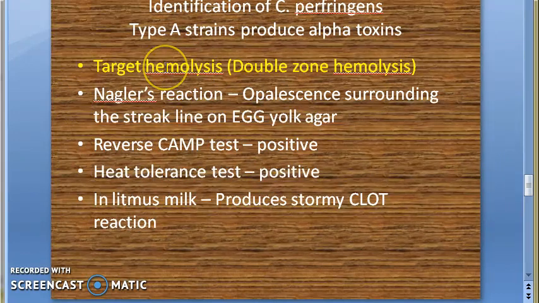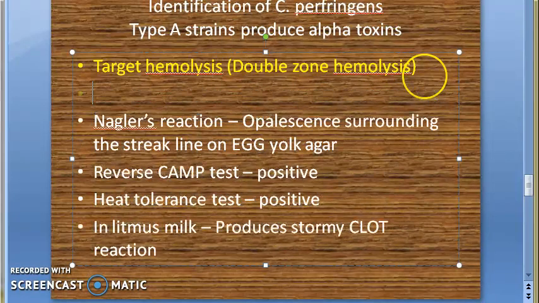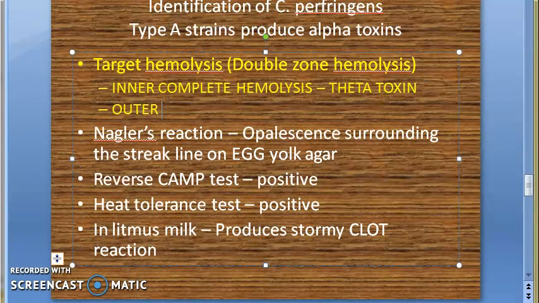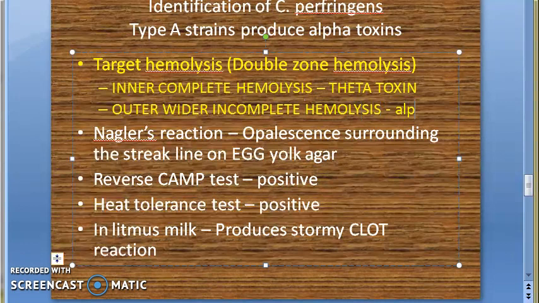Now, on blood agar, Clostridium perfringens produces an inner narrow zone of complete hemolysis due to theta toxin, surrounded by a much wider zone of incomplete hemolysis due to alpha toxin. So, let me put it here. Inner complete hemolysis is due to theta toxin. Outer wider incomplete zone of hemolysis is because of alpha toxin. That's the one we are trying to figure out in gas gangrene.